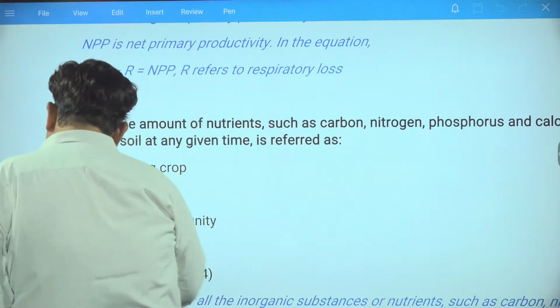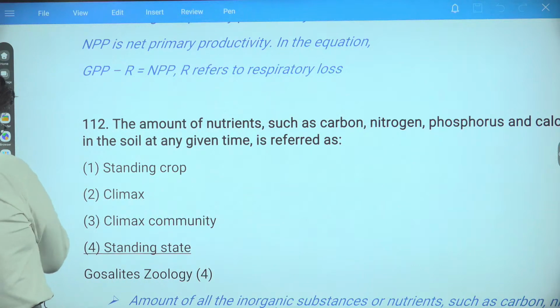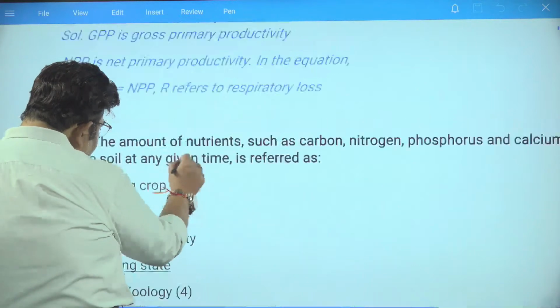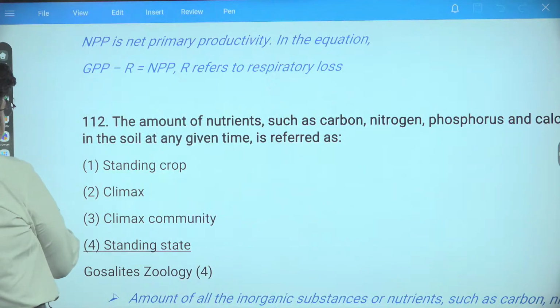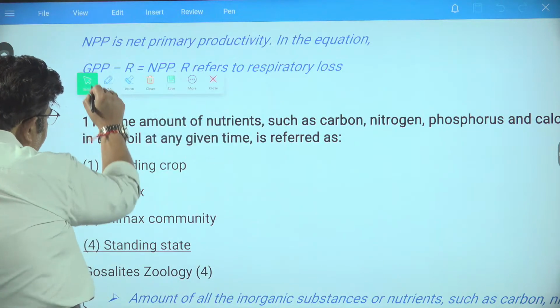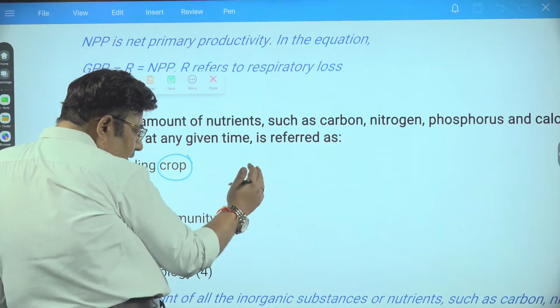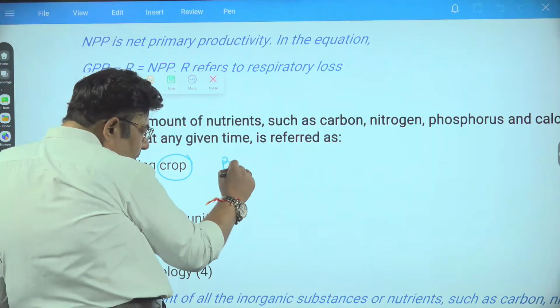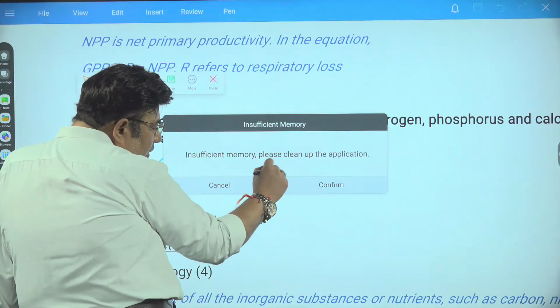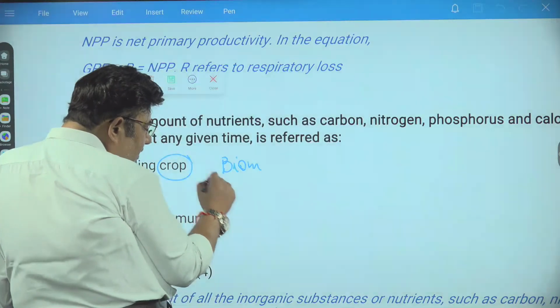So please understand there are two terms. One is standing crop and one is standing state. Now, crop represents the organic matter, the total biomass at a given trophic level. That is standing crop.